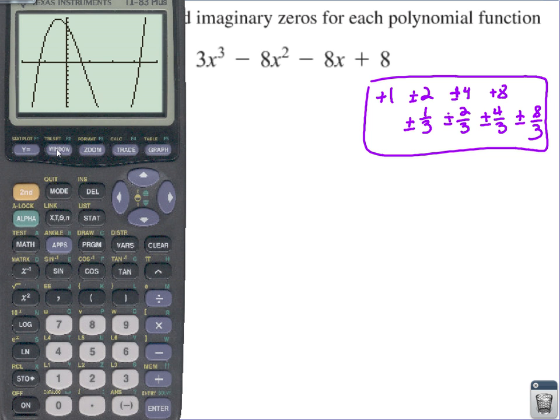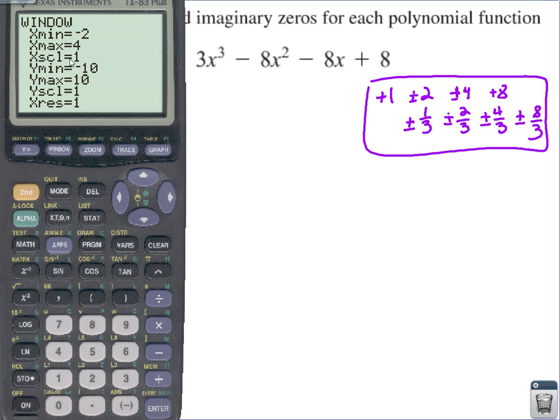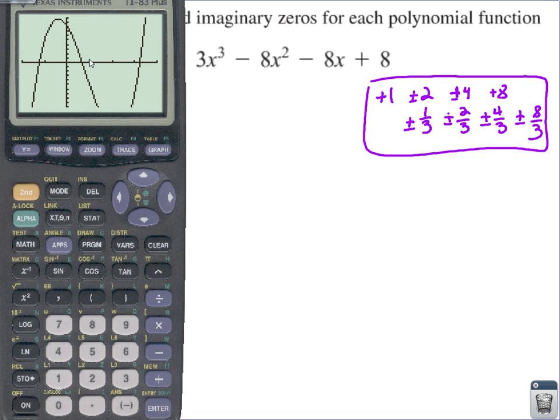Notice on my window, my X scale and my Y scale, each tick mark tells me 1. So this is 1. Your first zero is not quite 1. Your second zero is a little bit bigger than 3. And this negative zero is a little bit smaller than -1. So now, what do you want to try? Should we try 1, 2, 4, or 8? They're not going to work. We only need one that works.